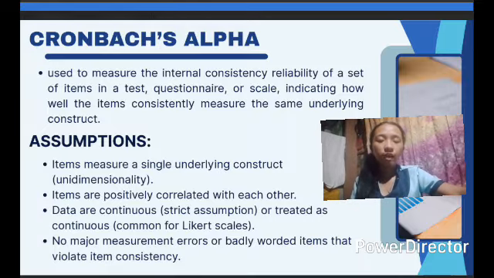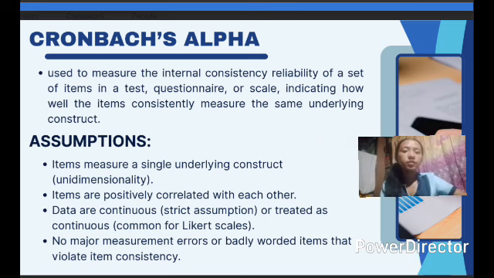Cronbach's alpha is a way of assessing reliability by comparing the amount of shared variance or covariance among the items making up an instrument to the amount of overall variance. The assumptions of Cronbach's alpha are: items measure a single underlying construct, or unidimensionality. Next, items are positively correlated with each other, which means they have a relationship with each other.